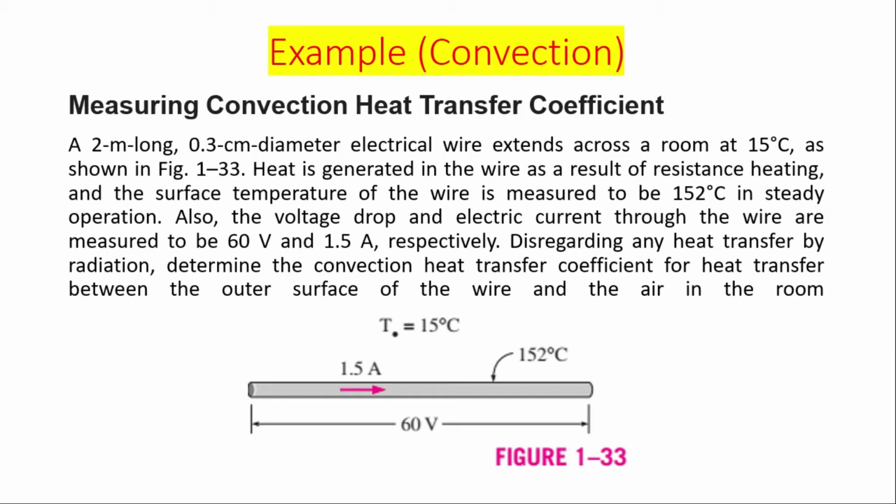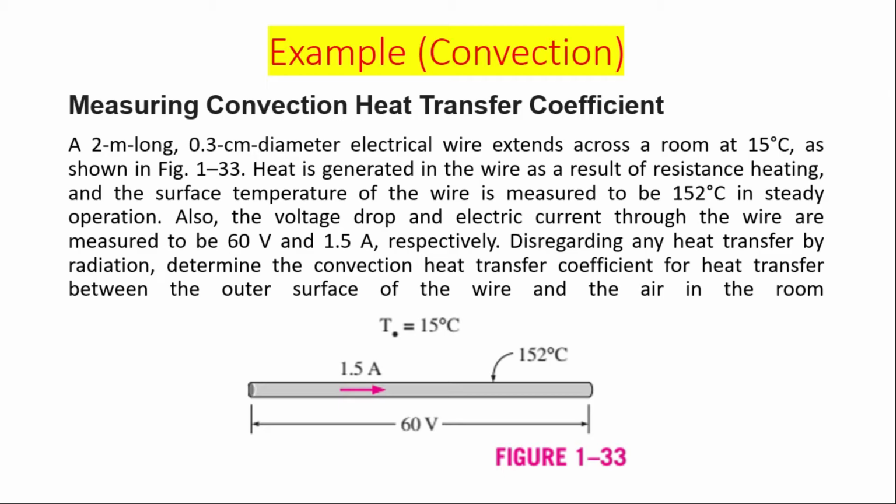Heat is generated in the wire as a result of resistance heating, and the surface temperature of the wire is measured to be 152 degrees centigrade in steady operation. As we know, electrons flow through the wire, and because of the resistance, heat is generated. Also, the voltage drop and the electric current through the wire are measured to be 60 volts and 1.5 amperes respectively. Disregarding any heat transfer by radiation, this means that we are neglecting the radiation heat transfer.